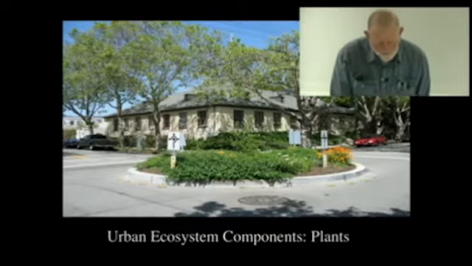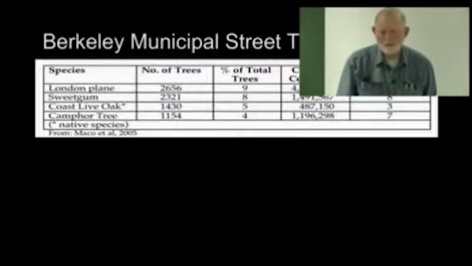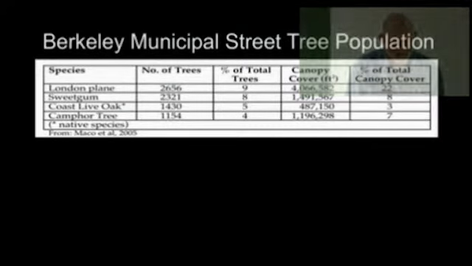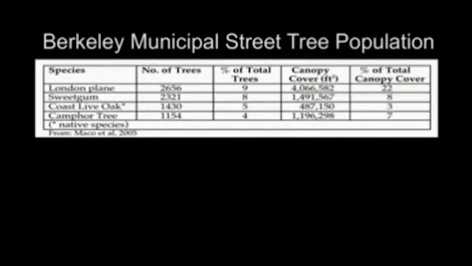But if we look at the municipal forests, the street trees within that particular city, the most common tree in this city is the London plane tree, not obviously a native tree from the local flora, but a cultivar, and it constitutes about something on the order of 9% of the tree population and about 22% of the tree canopy cover.